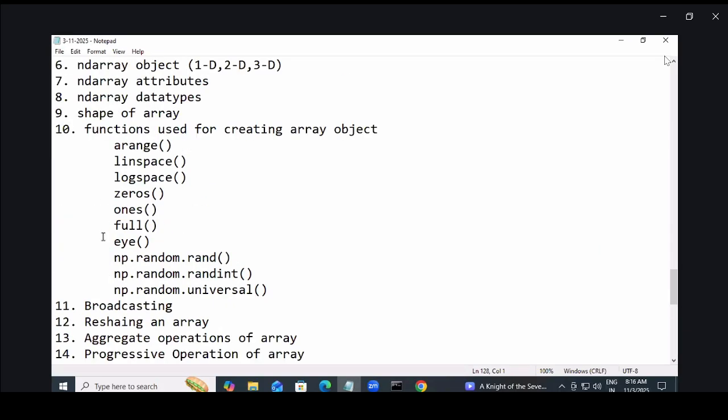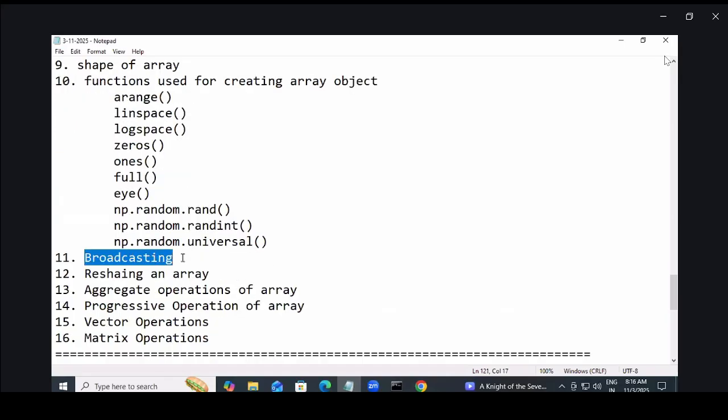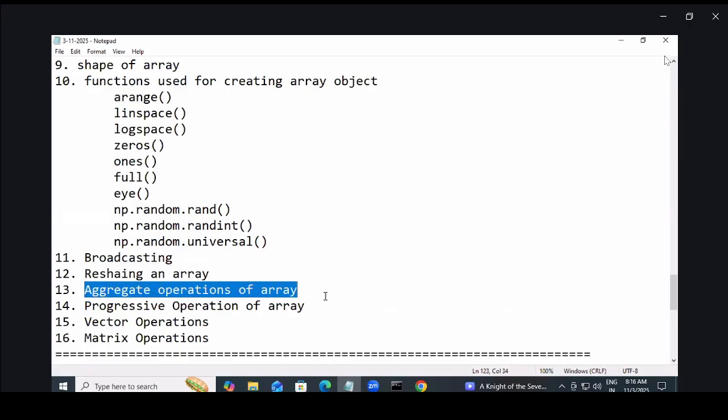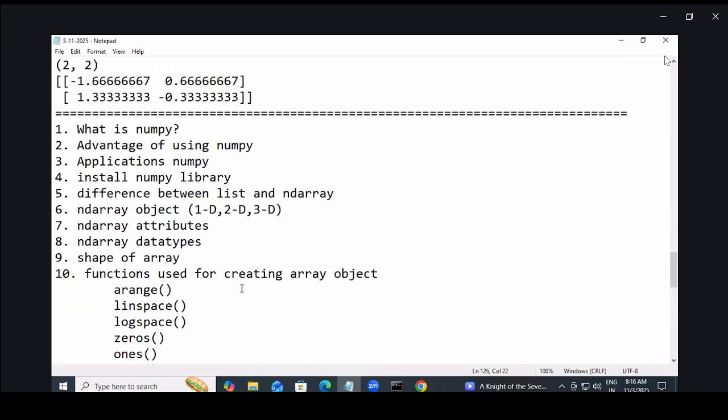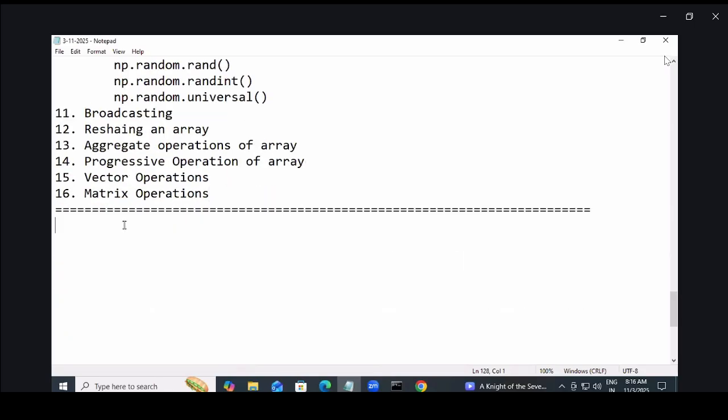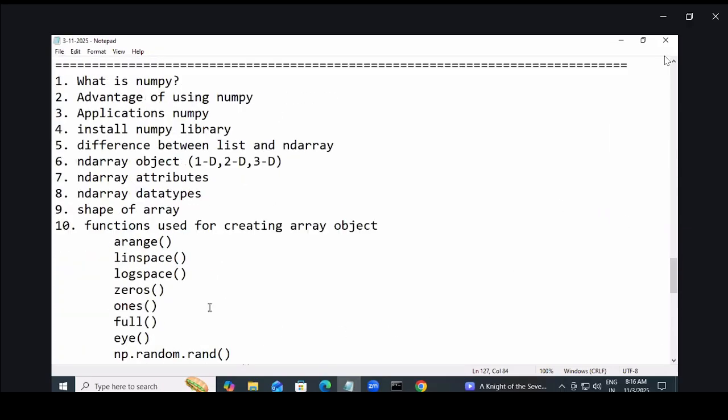But in this only you have a lot of things, like when you're talking about array creation functions, or broadcasting, or reshaping, aggregate operations, vector operations and matrix operations, right? Now there is one more thing you have, that is nothing but linear equations. How can you solve the linear equations?